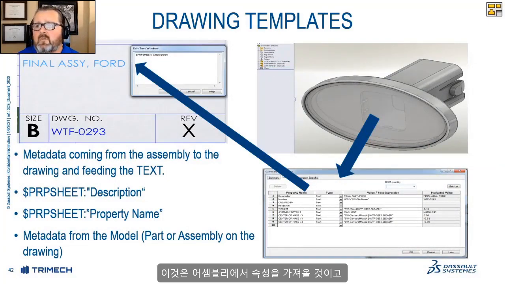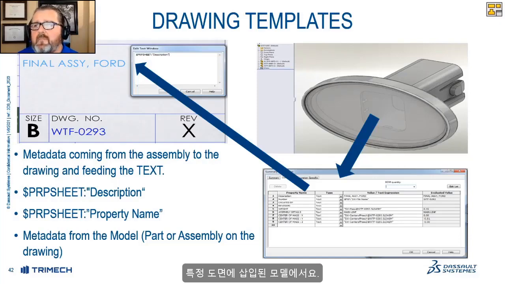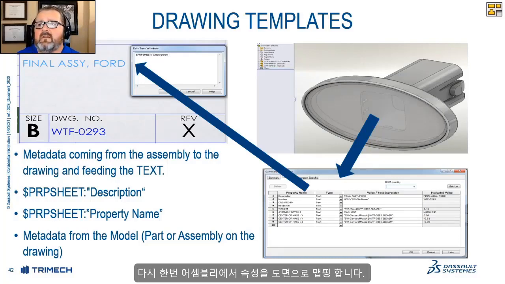This is going to pull the property from the assembly and put it into the drawing itself. So I'm in drawing edit sheet format, and here I have $PRPSHEET description. So it's going to pull the description from the model that's inserted into that particular drawing. You could also have things like part number and so forth on there. So once again, I am mapping here the property from the assembly into the drawing.